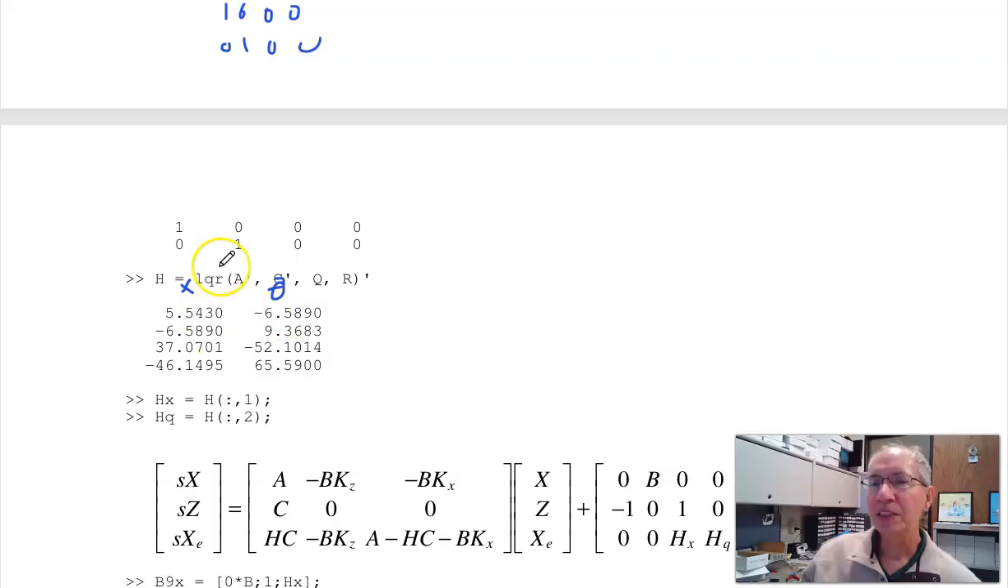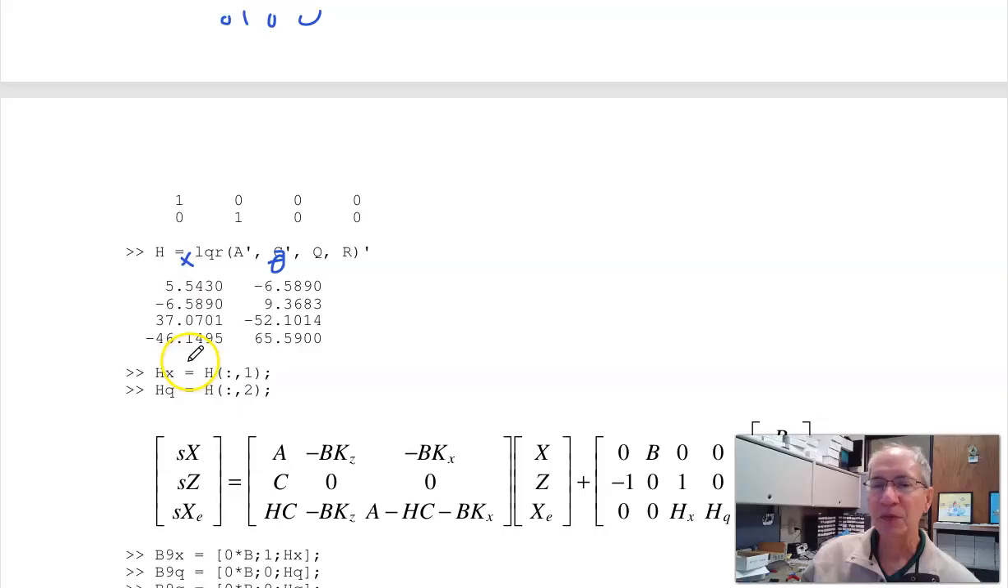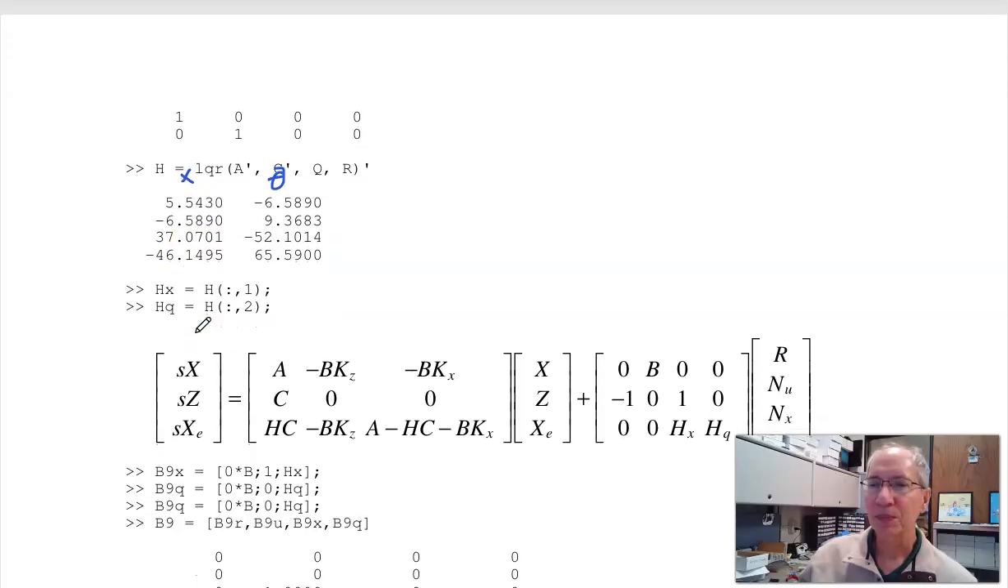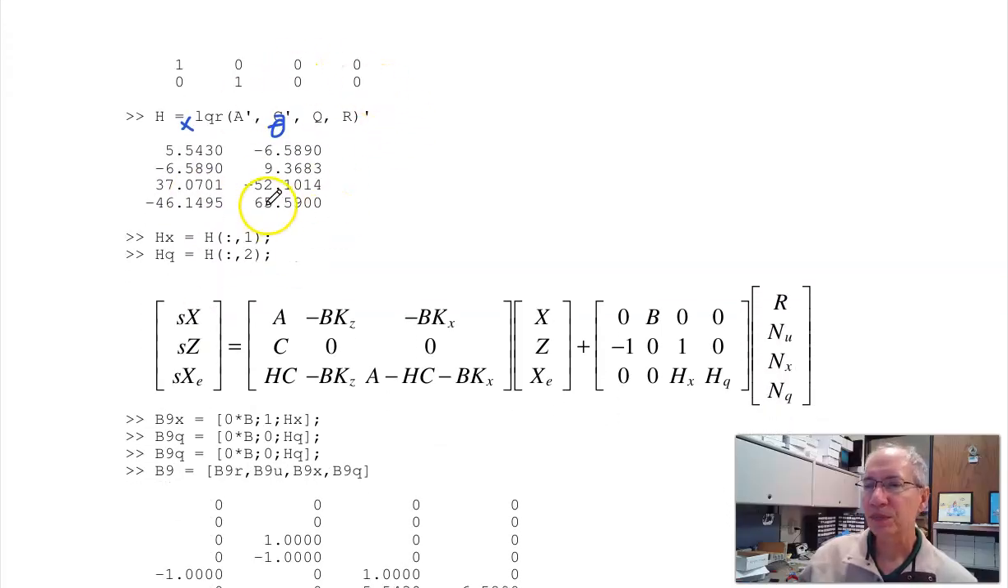In addition, this is kind of an optimal trade-off. I don't want really large gains because that amplifies the noise from the sensors. But I don't want zero gains. I've got to stabilize the system. So this is the optimal trade-off.